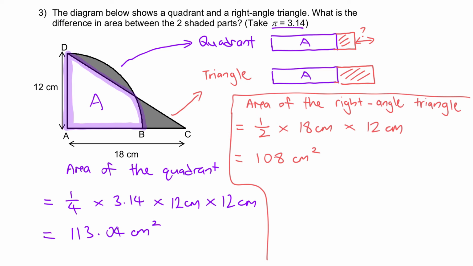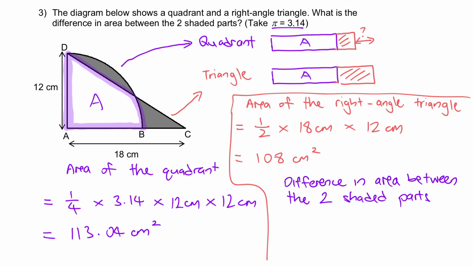So last step, difference in area between the two shaded parts. That will be 113.04 cm square minus 108 cm square. So the answer is 5.04 cm square.